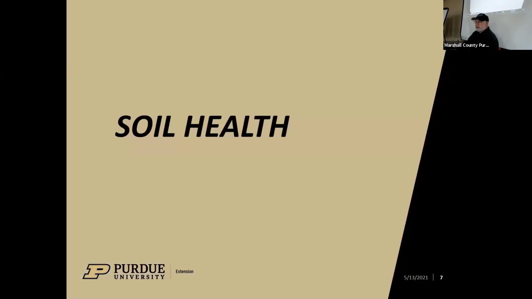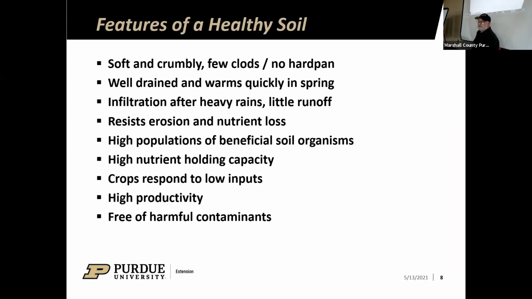So let's talk about soil health. This is our goal. We want to build our soil. So we want the features of a healthy soil. We want that soft, crumbly, few clods, no hardpan, well drained, warms quickly in the spring, infiltration of heavy rains, little runoff. If you don't have a good soil structure, the rain will not get into your soil to replenish your water in the soil. So again, we want that water going into the soil.